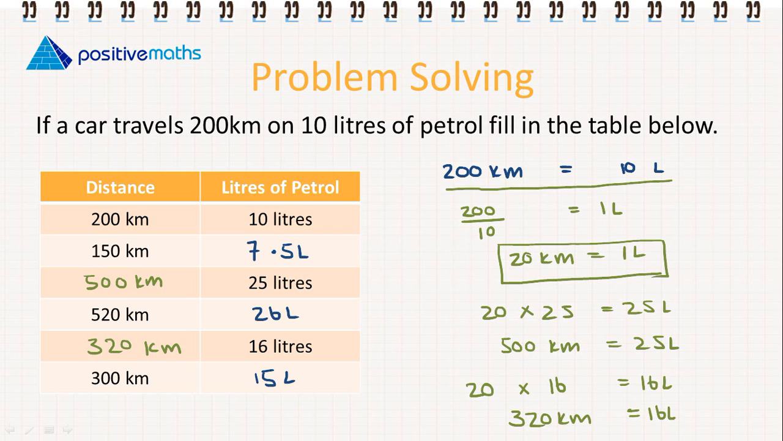We could use this if we were travelling a very long distance and we were easily able to calculate how much petrol we used, let's say travelling 10 kilometres. If we knew how much petrol it took to travel 10 kilometres, then if we were going on a long journey of, let's say, 300 kilometres, we could use those figures to calculate how much petrol we would need.